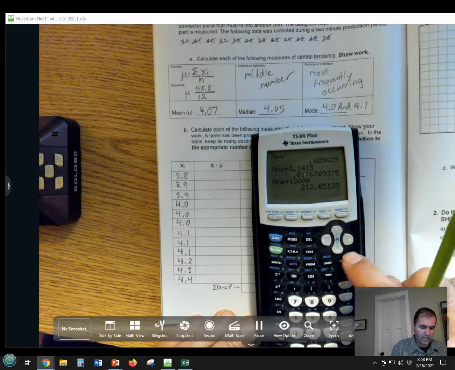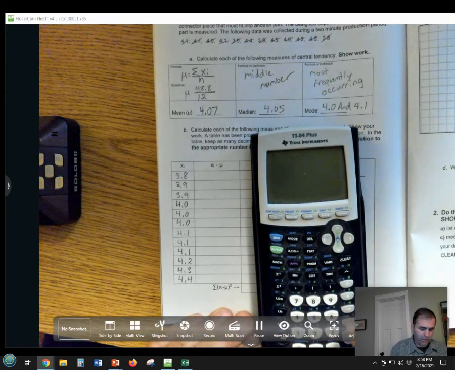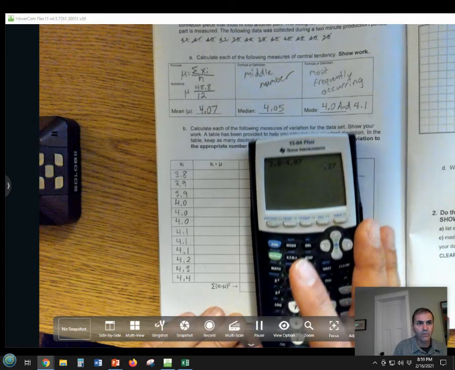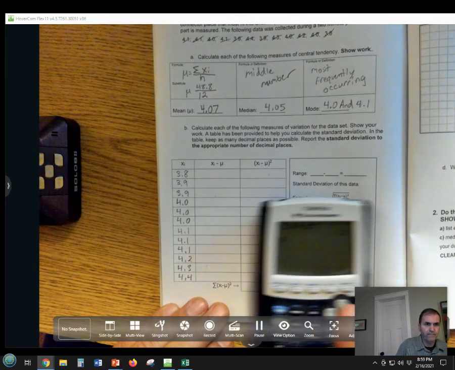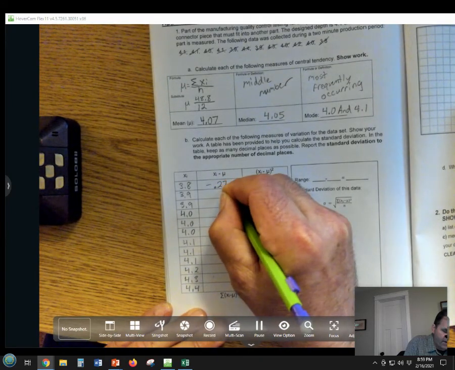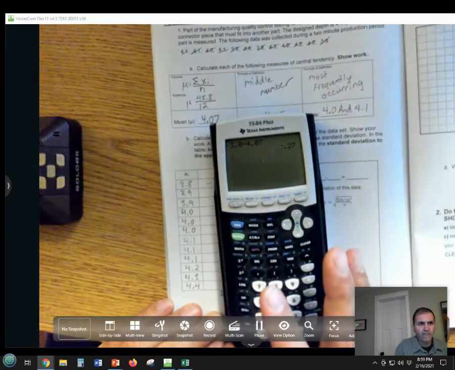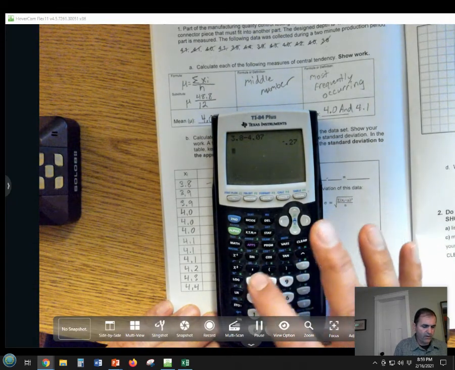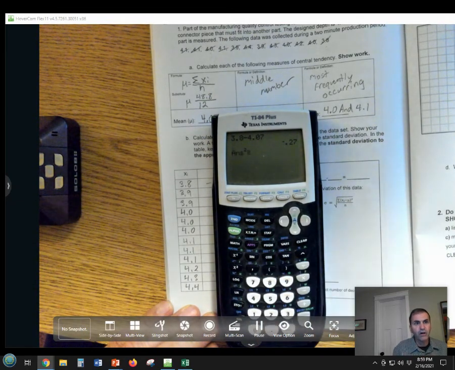So in my calculator, I'm going to put 3.8 minus the mean, which is 4.07, equals, and I'm going to write that down, which is a negative 0.27. Negative 0.27. And then, while I've got my calculator here, I'm going to square that number. So you should have something on your calculator.